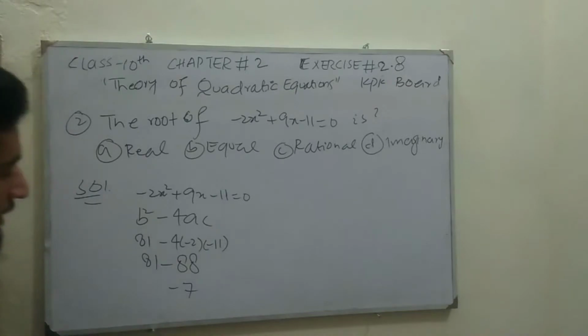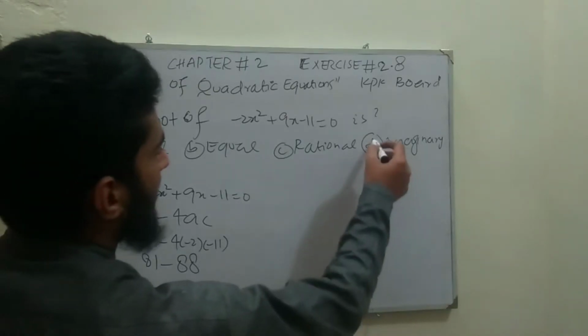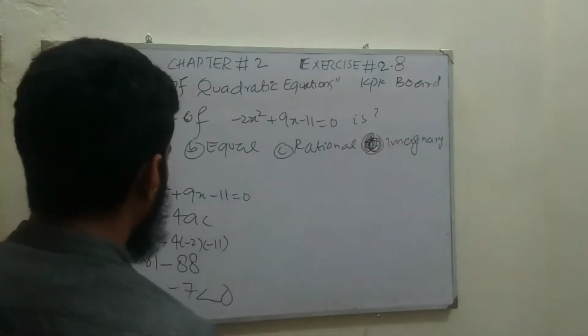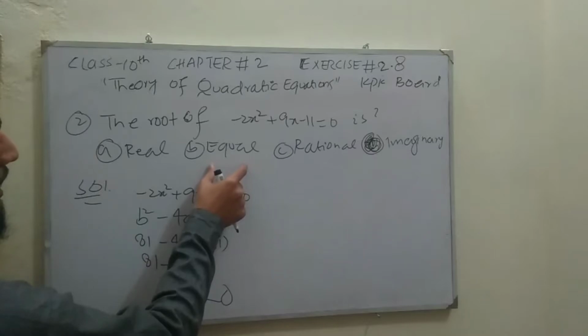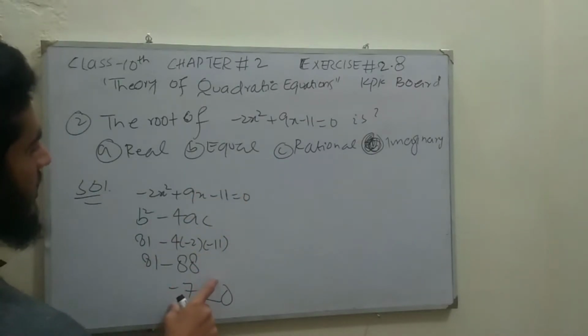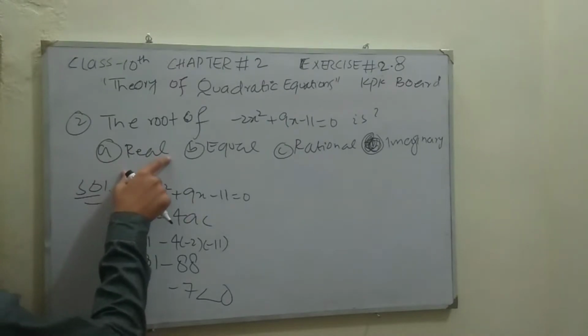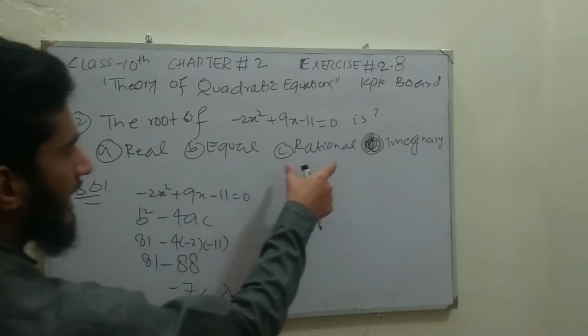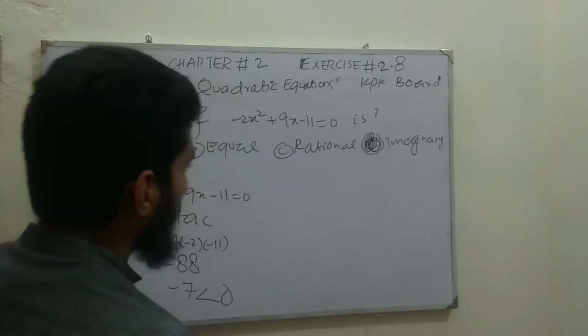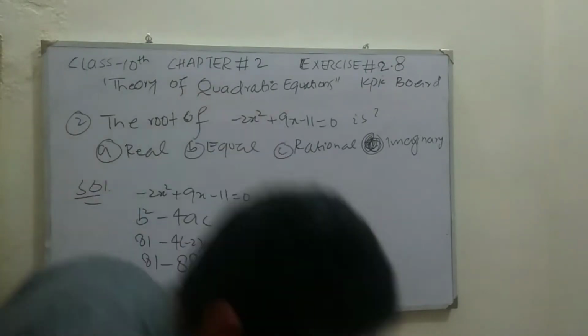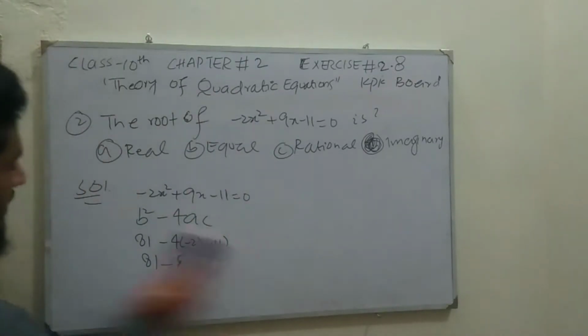You know that when the discriminant is less than 0, the roots in this case are unequal and imaginary. So the correct option is option D. The roots will be equal if the discriminant is equal to 0. The roots will be real if the discriminant gives a positive value, and rational also if the discriminant gives a positive value. So in this case the correct option is option D.